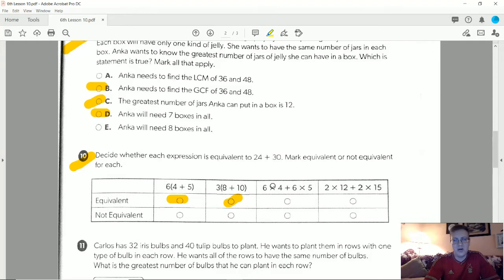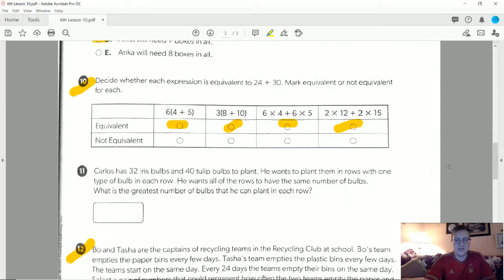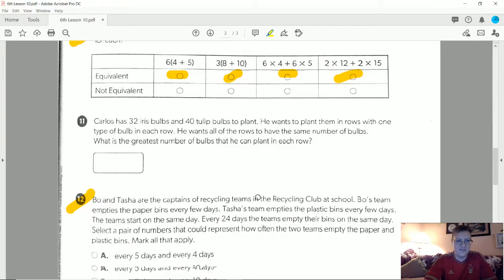So 6 times 4 plus 6 times 5. If I follow order of operations, I do this multiplication part first, rewrite it as 24 plus 6 times 5. Then I have to do this part. So 24 plus 30, that is equivalent. This uses different numbers, but I get 2 times 12, which is 24, plus 2 times 15, which is 30. So 24 plus 30. So all 4 of those are equivalent for different reasons.